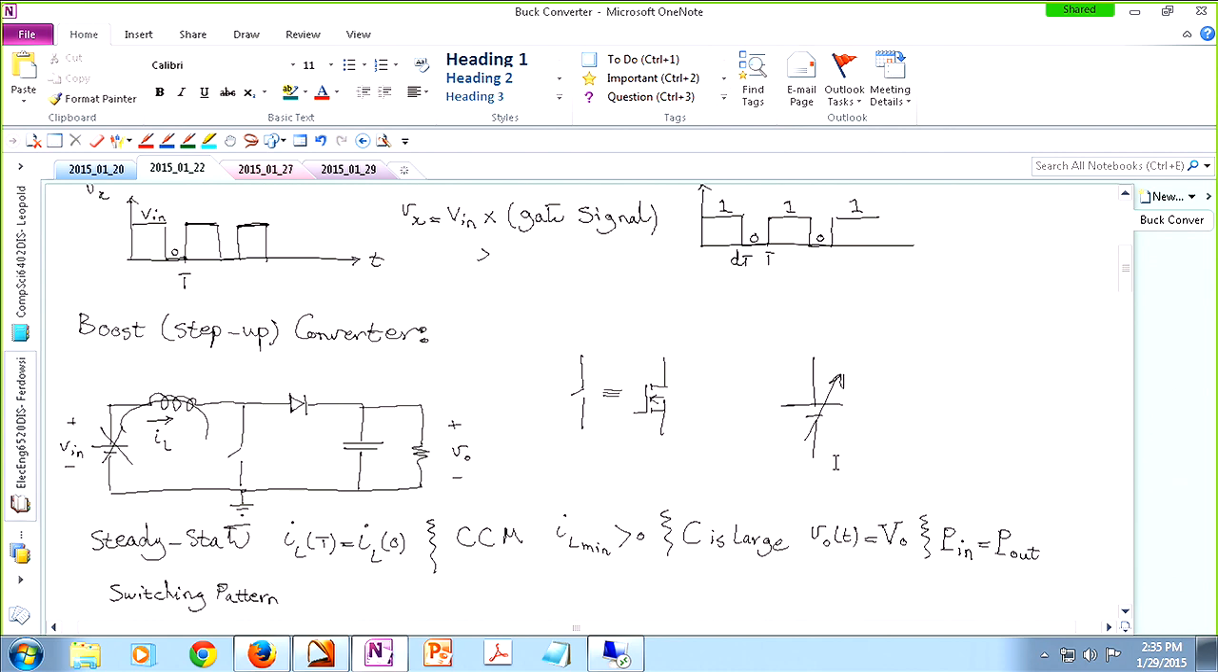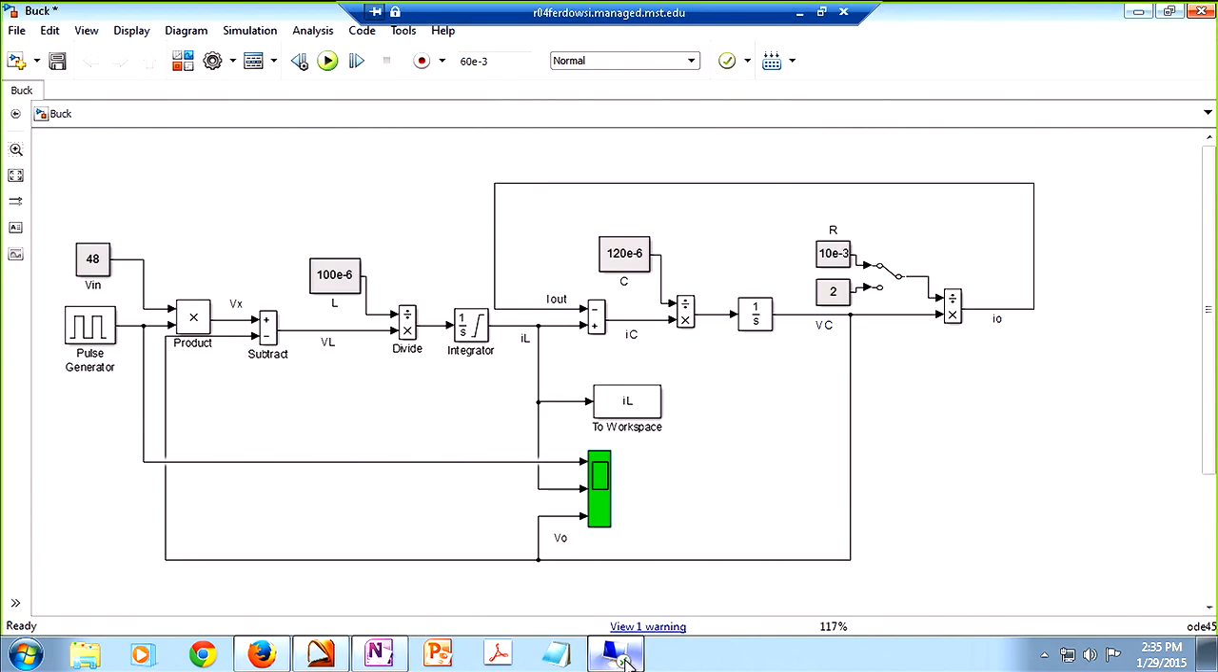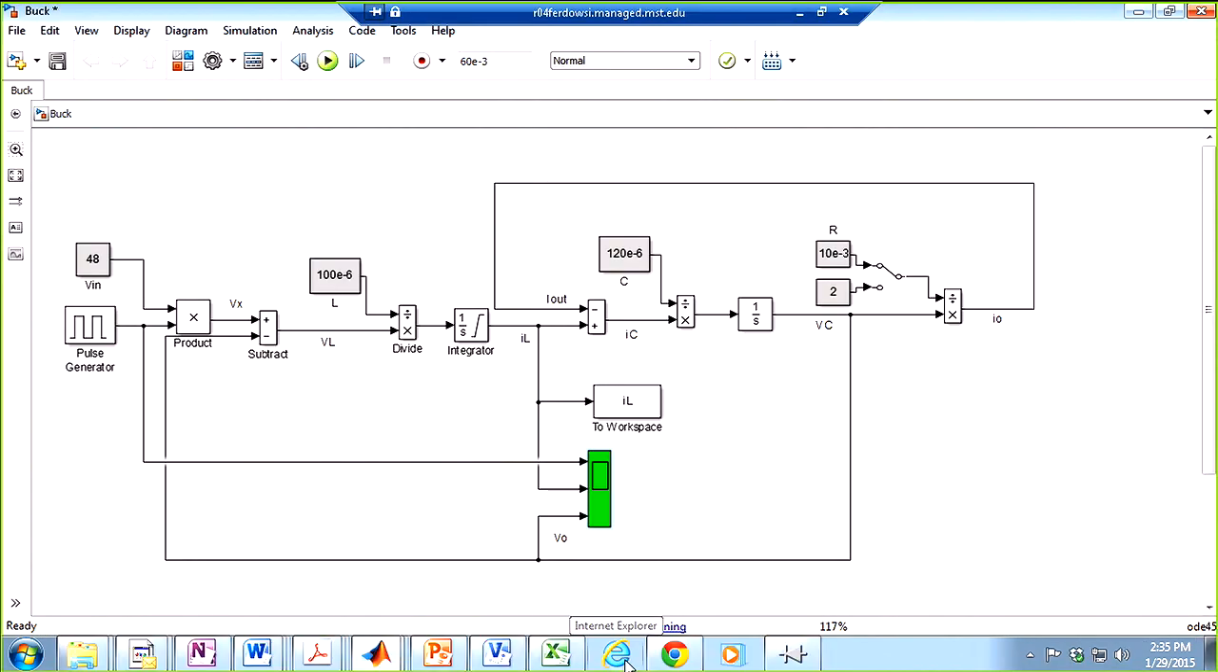Any questions? Yes. What variations in the capacitor will push the converter to DCM mode? Well, okay, the question is what variations in the output capacitor would push the converter into DCM mode. Ideally, it shouldn't do much, but let's try it. Let's see what happens.